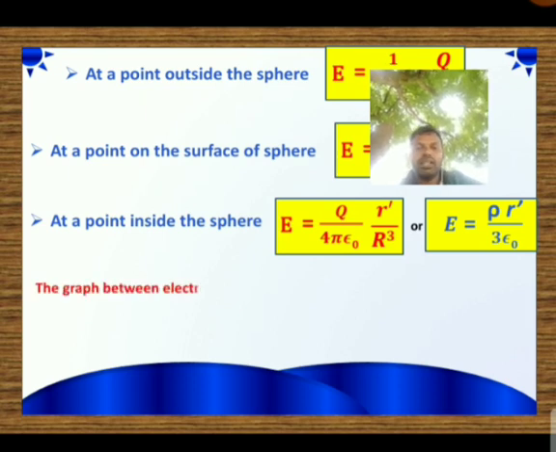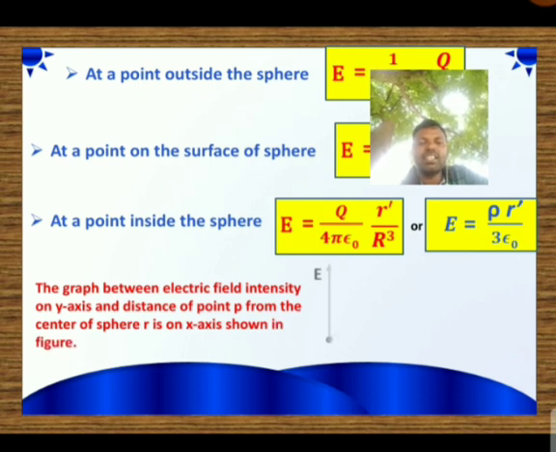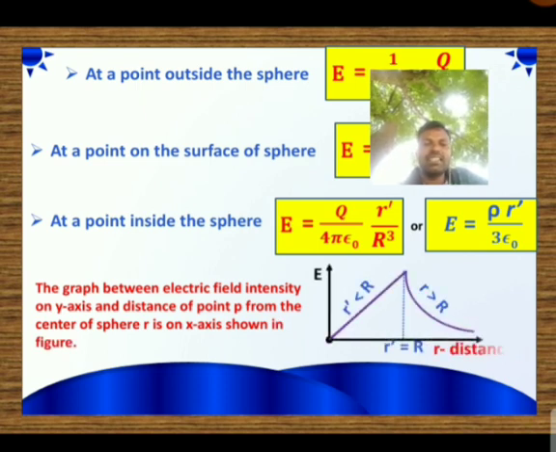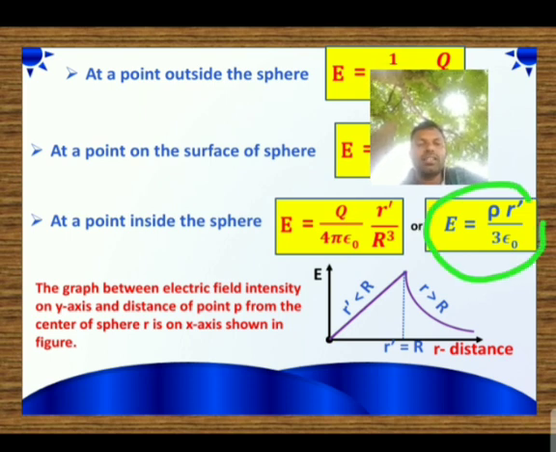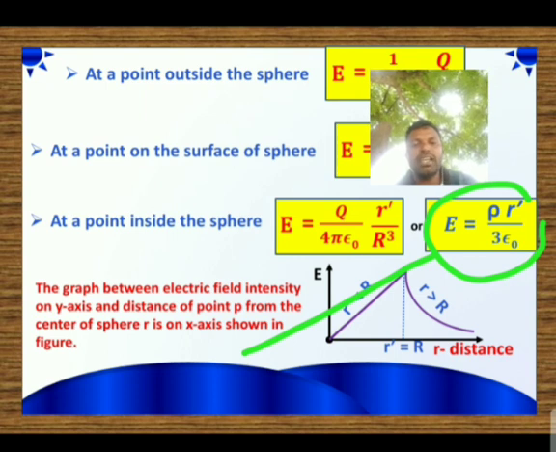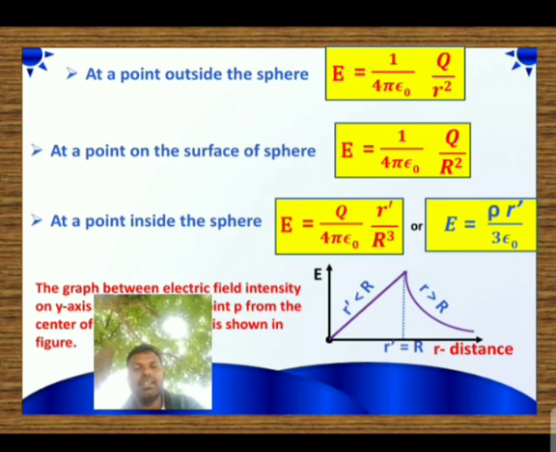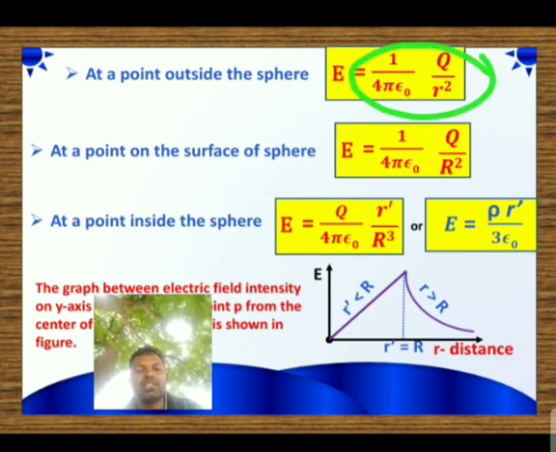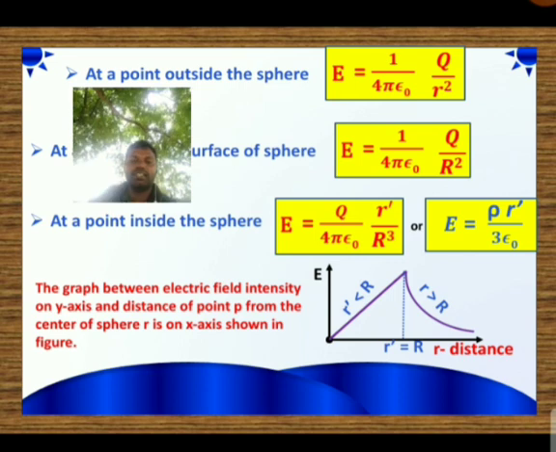Now if I draw a graph between electric field intensity on the y-axis and corresponding distance on the x-axis, this is what I will get. As you increase the distance from the center, initially E is proportional to r prime, that's why the graph increases slowly. But if I go outside the sphere, E is proportional to 1 by r square, that's why it is decreasing. So this is the graph between electric field intensity and the corresponding distance, right?